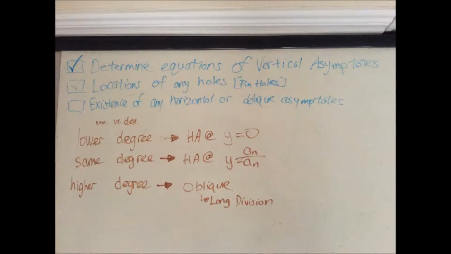If the numerator is a lower degree, there's a horizontal asymptote at y equals 0. If there's the same degree, there's a horizontal asymptote at y is equal to a of the numerator over a of the denominator. And if there's a higher degree, you know that there's an oblique asymptote.